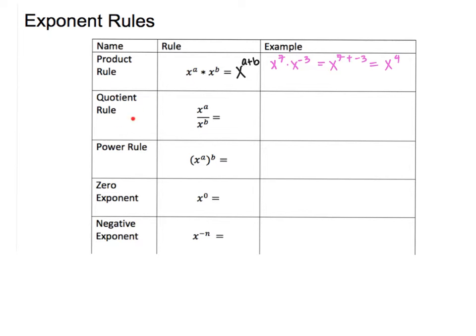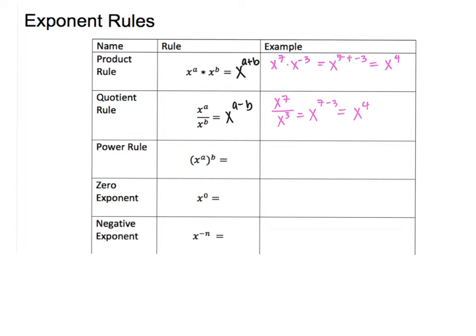If you're dividing, the quotient rule says that when you divide two things that have the same base, you actually subtract the exponents. Specifically, you subtract the bottom exponent from the top exponent. So a minus b. If I gave you a scenario like x to the 7th over x to the 3rd power, if you subtract 3 from 7, you get x to the 4th power. And so there we have it.